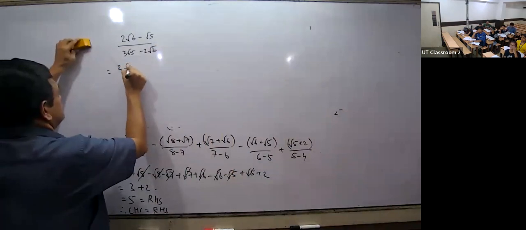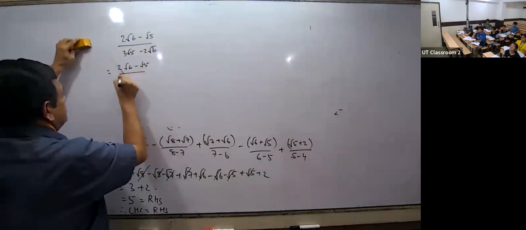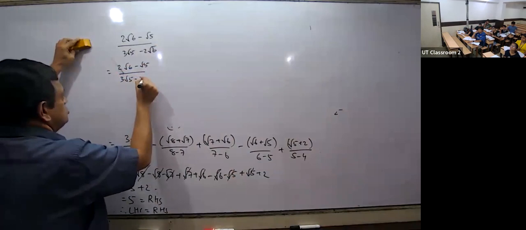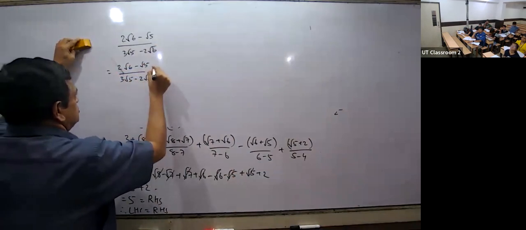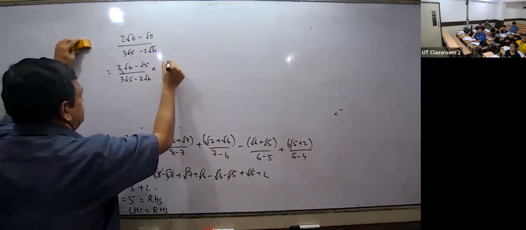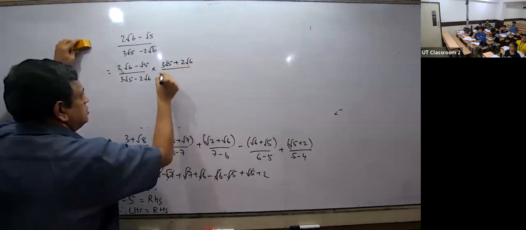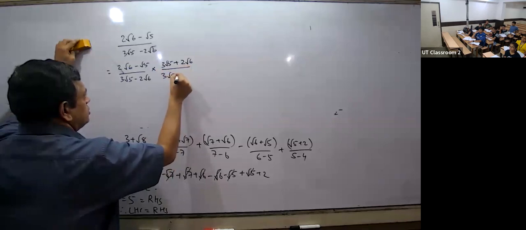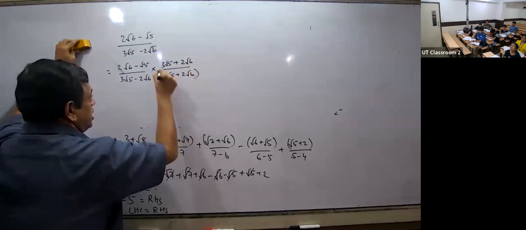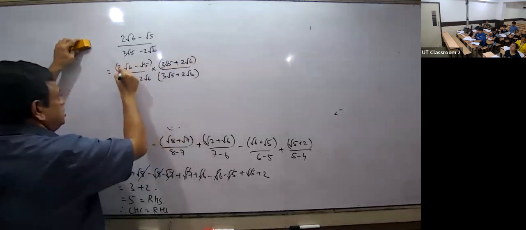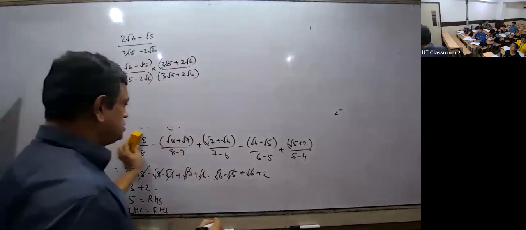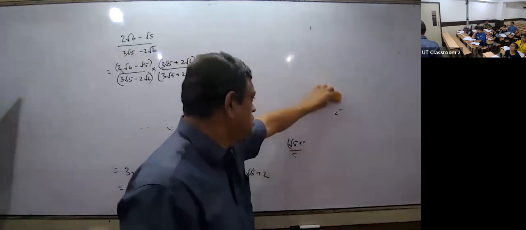First is 2 root 6 minus root 5 divided by 3 root 5 minus 2 root 6. Multiply by 3 root 5 plus 2 root 6 divided by 3 root 5 plus 2 root 6. All brackets you put. Okay, all of you. Then further, Rajni, what is the next step to write?